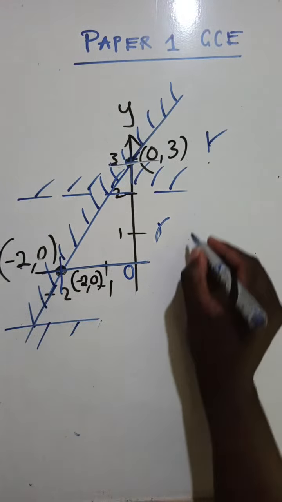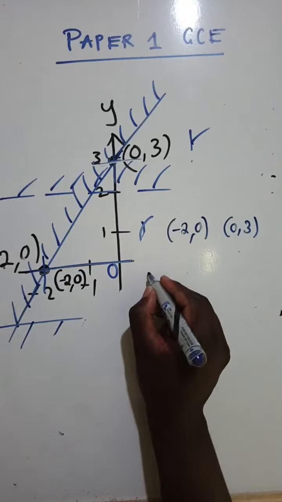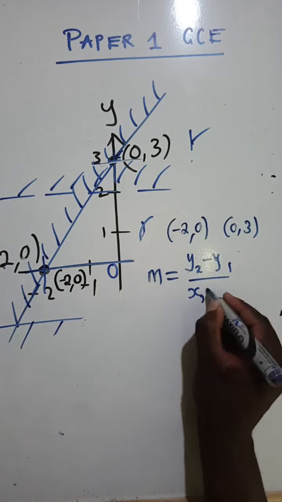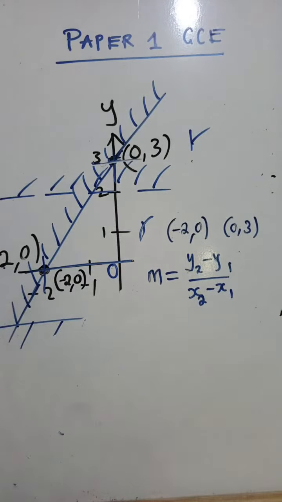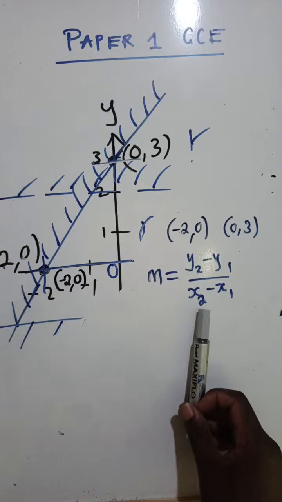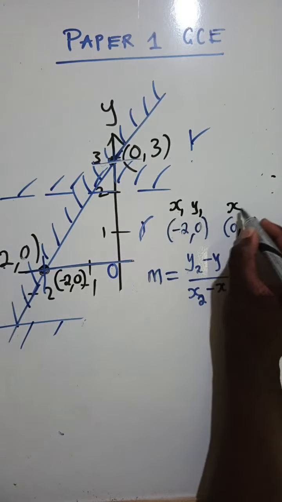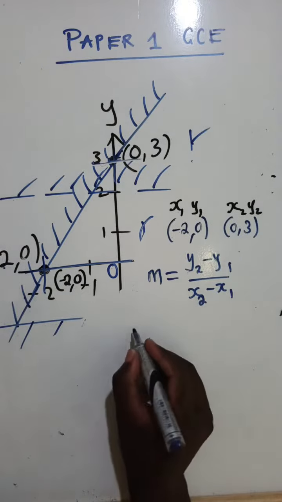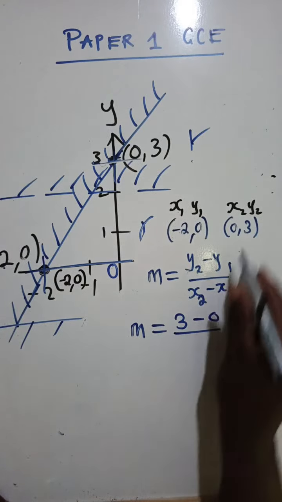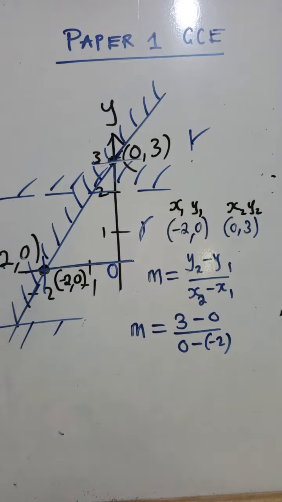Once you identify the coordinates, which are (-2, 0) and (0, 3), you now find the gradient, the slope. This is the formula we use for finding gradient: m is equal to y2 minus y1 over x2 minus x1. You now indicate x1, y1, x2, y2. After indicating, you say m is equal to, what is our y2? It's a 3, minus y1 which is 0, over x2 which is 0, minus x1 which is -2. Put it inside brackets because it has a negative sign.